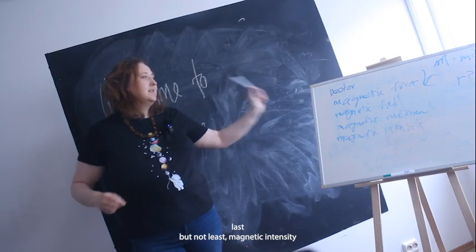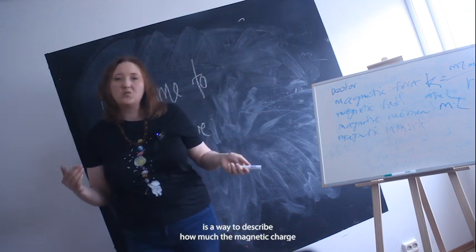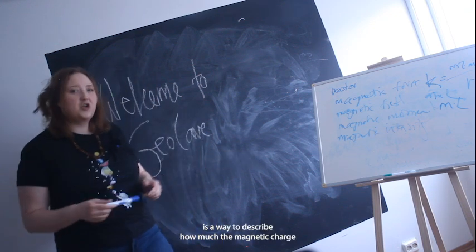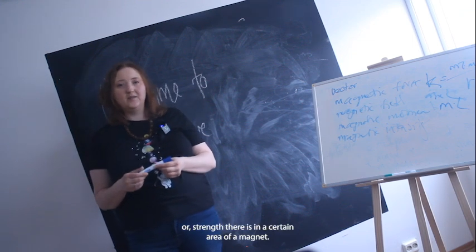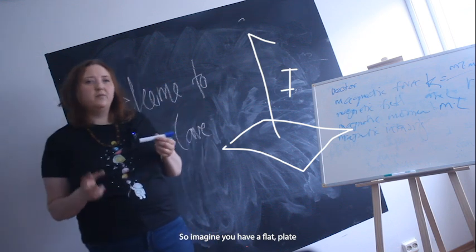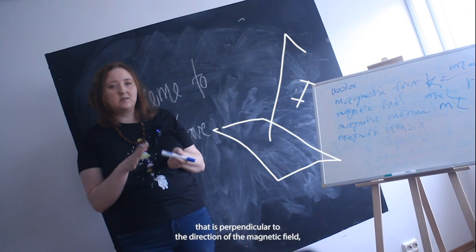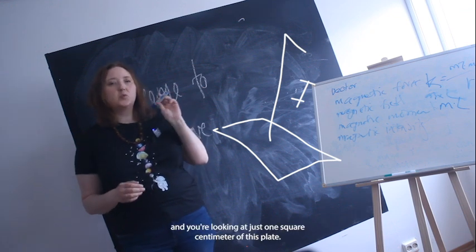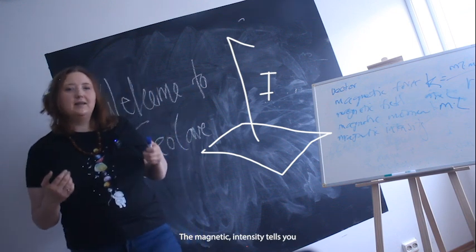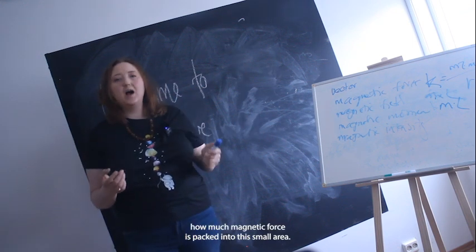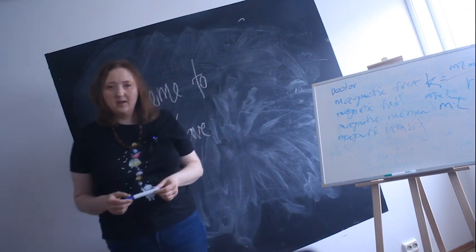Okay, last but not least, magnetic intensity is a way to describe how much magnetic charge or strength there is in a certain area of a magnet. So imagine you have a flat plate that is perpendicular to the direction of the magnetic field, and you're looking at just 1 square centimeter of this plate. The magnetic intensity tells you how much magnetic force is packed into this small area.